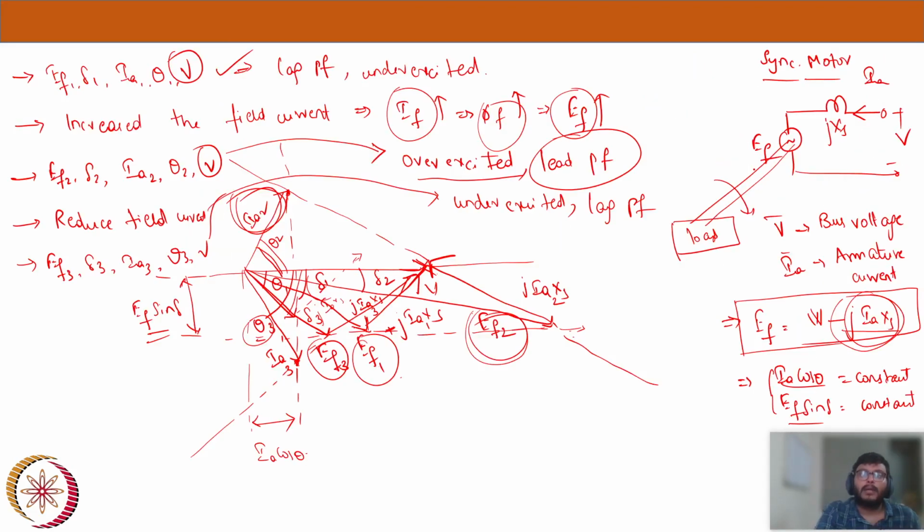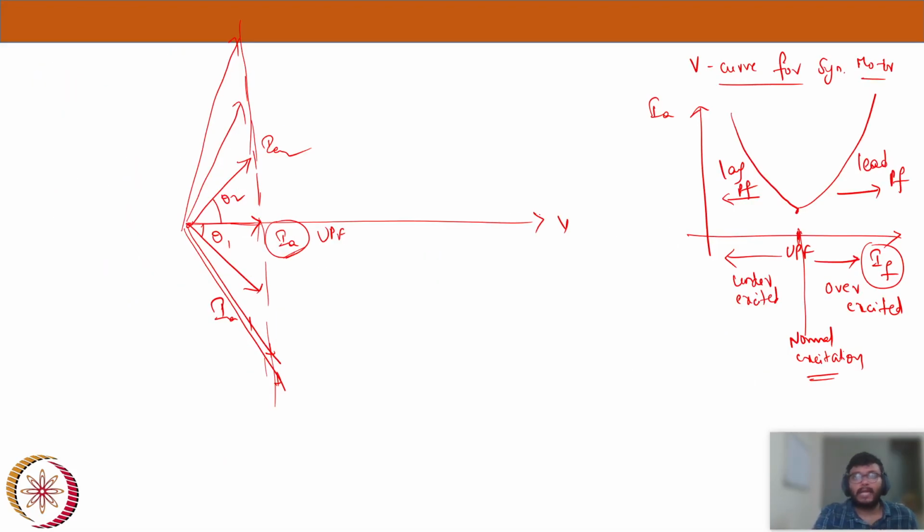Let's confirm. Under-excited condition will have a lagging power factor. Here EF1 and EF3 are under-excited. That's why IA3 and IA1 are below, and theta 1 and theta 3 you can see are lagging the bus voltage, and it is a lagging power factor. So this is what a V curve for a synchronous motor would look like, and here let's write the conclusion.